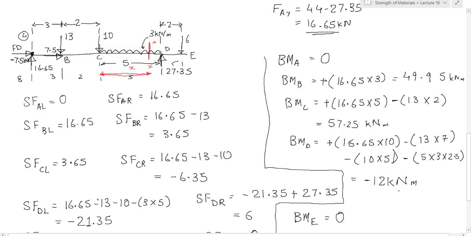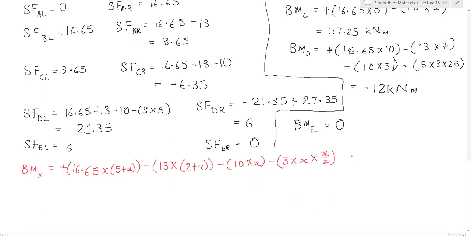And now all this value is equal to 0, because the bending moment at the point of contraflexure is 0. So now we can write this. It will be in terms of x, but we can write 16.65 into 5, which is 83.25, plus 16.65x, right? This is the first, minus 26 plus 13x, right?